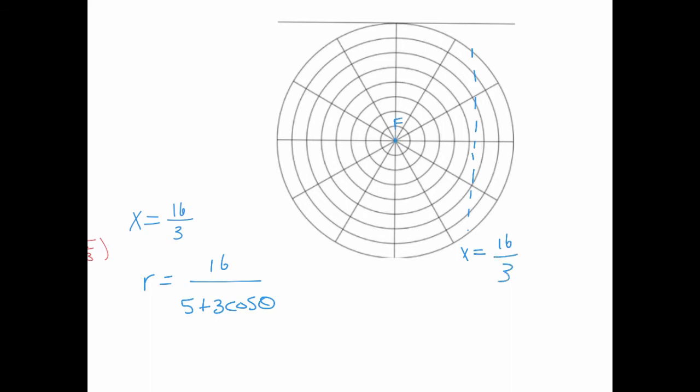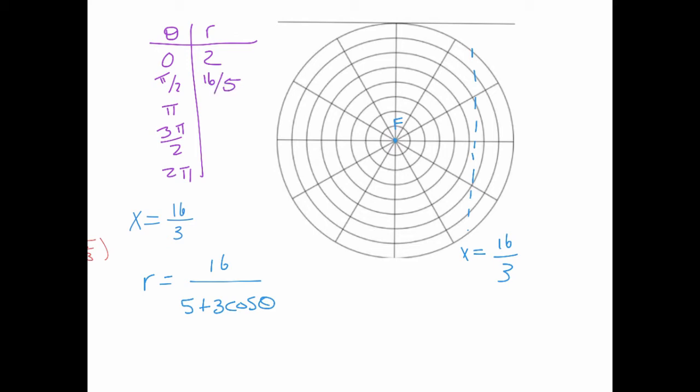And now what I need are some points. So I'll make a table. And again, we can use our convenient values there. So we'll use 0, pi over 2, pi, 3 pi over 2, and 2 pi. So if you plug 0 in for theta, you get r equal to 16 over 5 plus 3 times cosine of 0, which is 3 times 1. So it's 16 over 8, which is 2. Plugging in pi over 2 makes the cosine term go away, so you get 16/5.